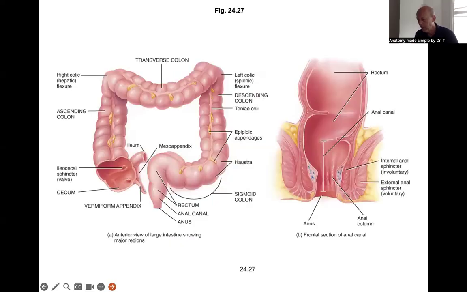And then after the small intestine, I believe that it would be the most logical thing for us to proceed and to say a couple of words about anatomy of the large intestine.